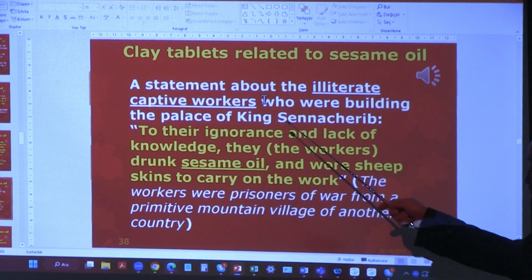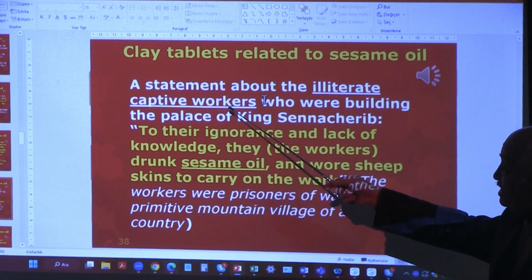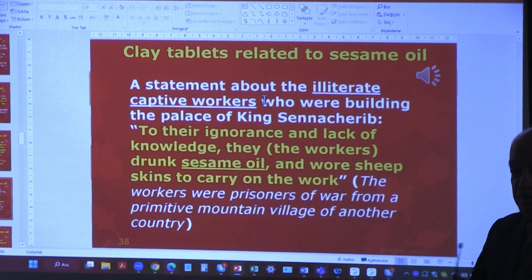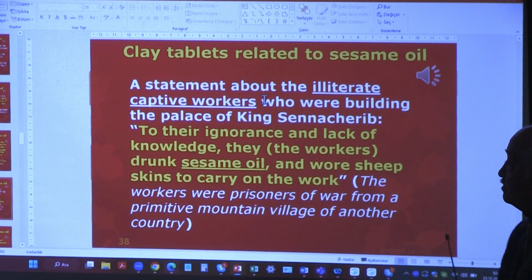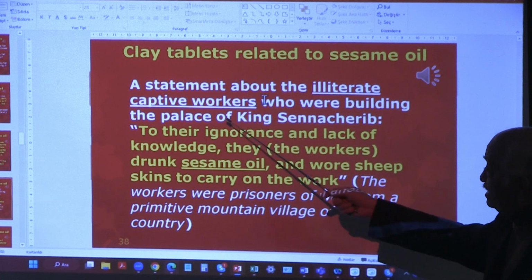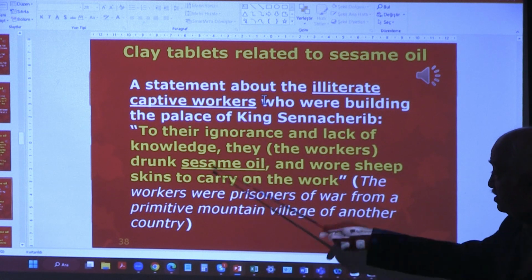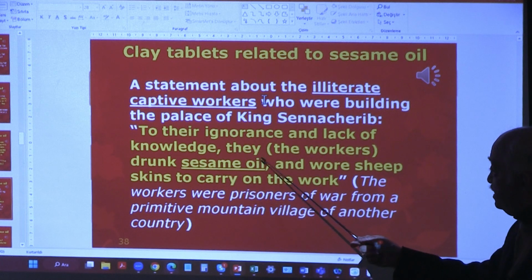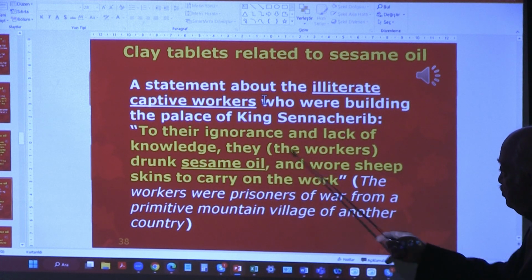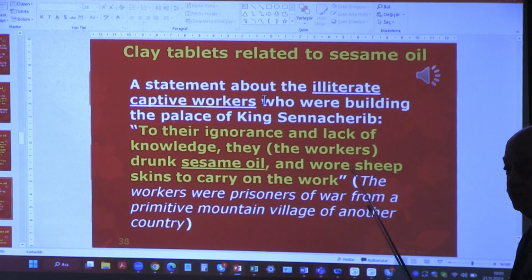So there is an interesting statement here. It says, the statement about illiterate captive workers. So they consider themselves literate because they can read and write. Of course, if they didn't, we wouldn't have this clay tablet. And it's about illiterate captive workers who were building a palace for the king Sennacherib. This is the statement. It says, to their ignorance and lack of knowledge, they, the ignorant captive workers, drank sesame oil and wore sheepskin to carry on the work.